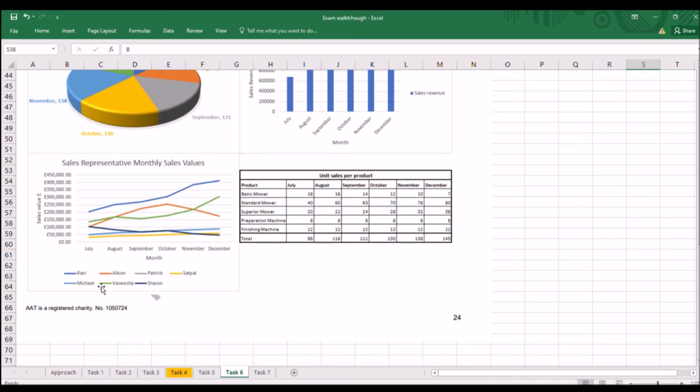Where's the other ones then? So that's 1, 2, 3, 4, 5, 6, and Patrick's not even on here. He's not made anything yet, so we'd have to know whether Patrick's even started. Yeah, so Patrick's not made any sales at all there.